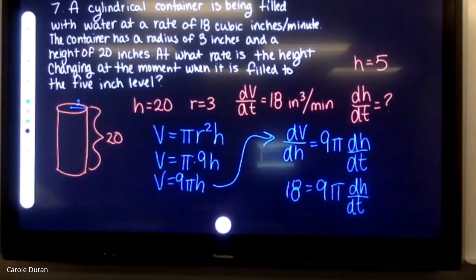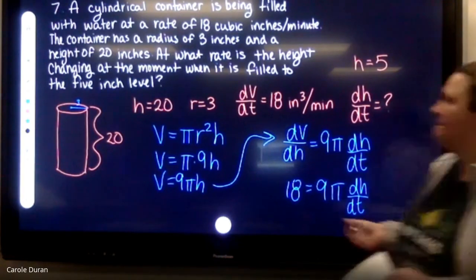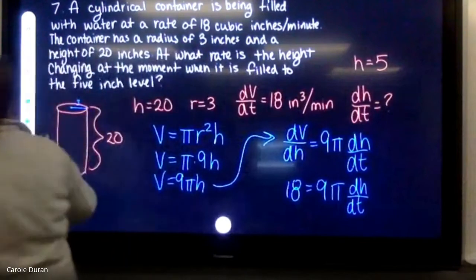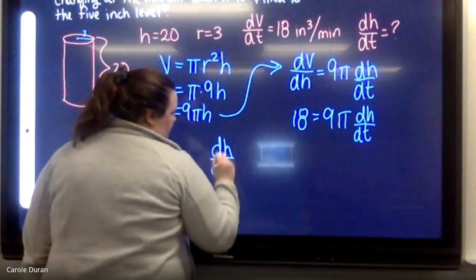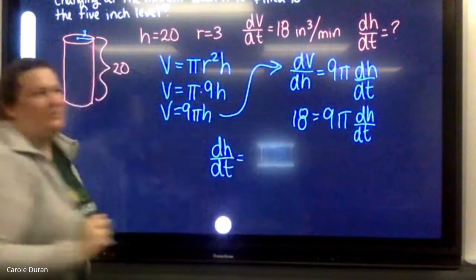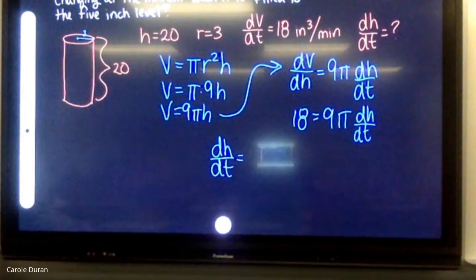And then we solve for dh/dt. That's the hard part. Whoa, I got 6.2. I would have done like 2 over pi. I got 8 point something. Wait, what? Solving for dh/dt, so 18 over 9 pi, so 2 over pi. Yeah, I got 0.6366.